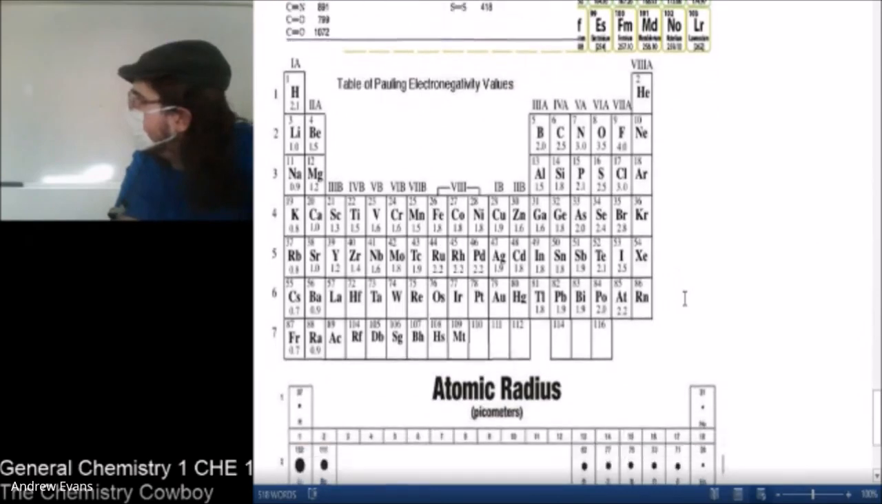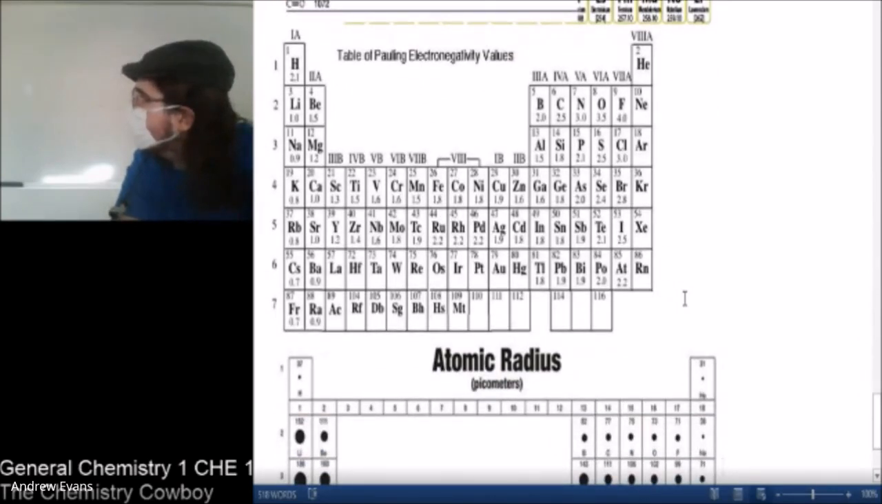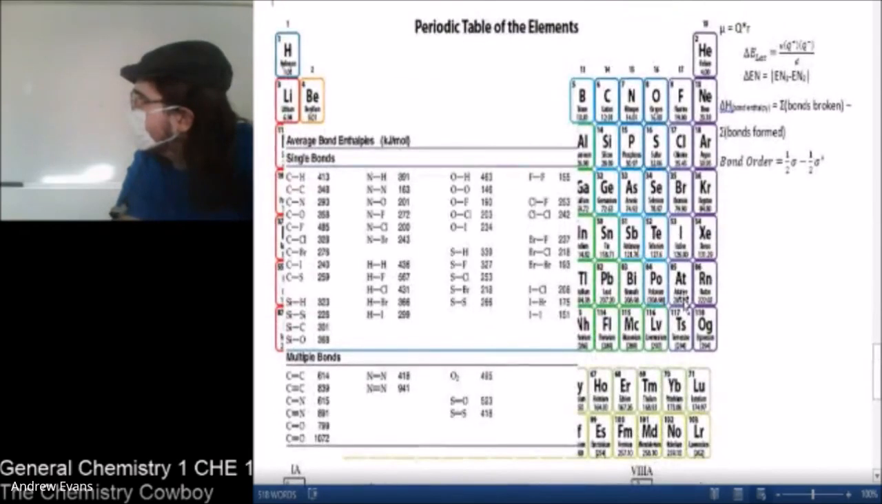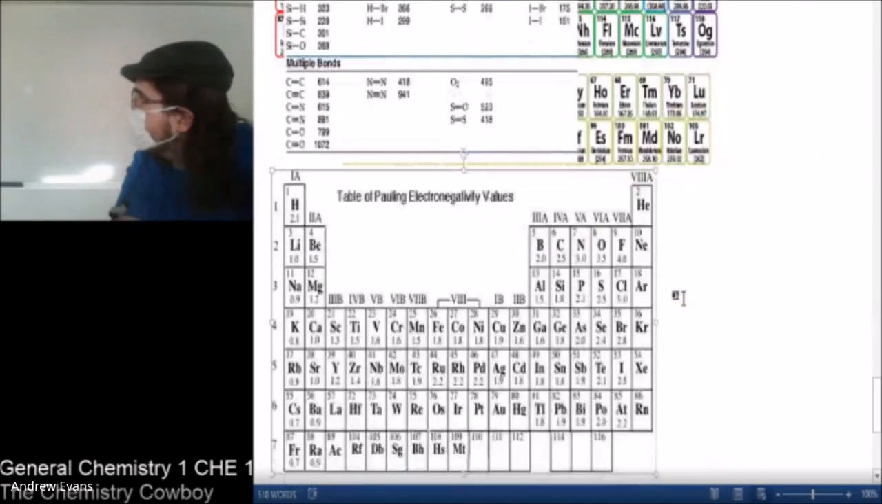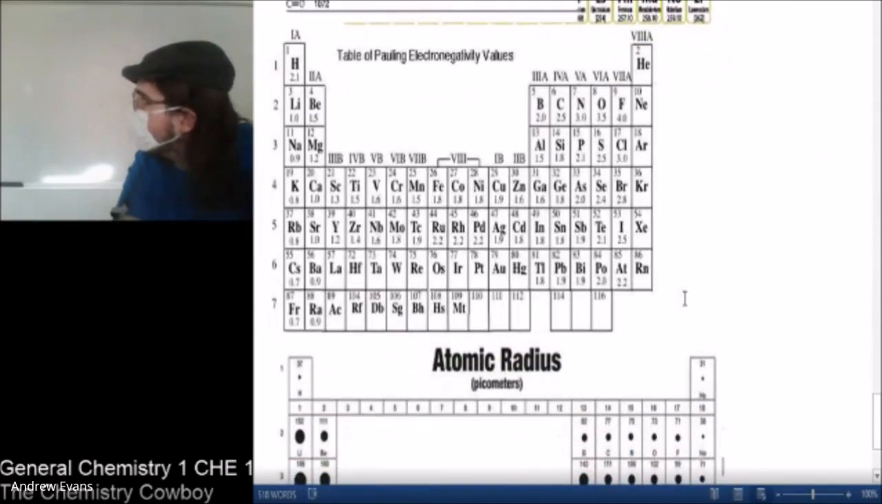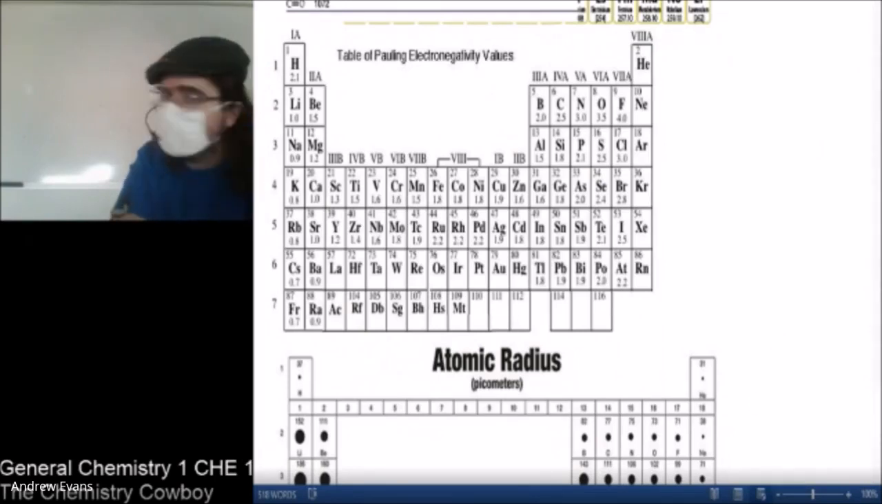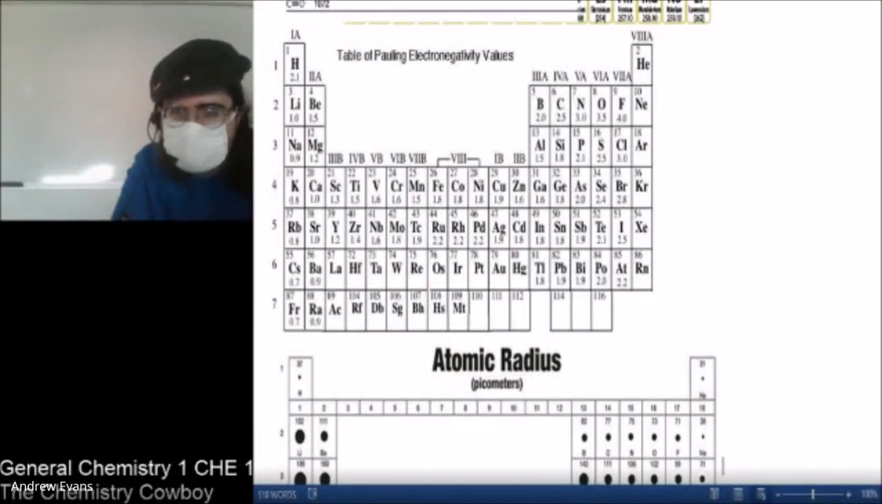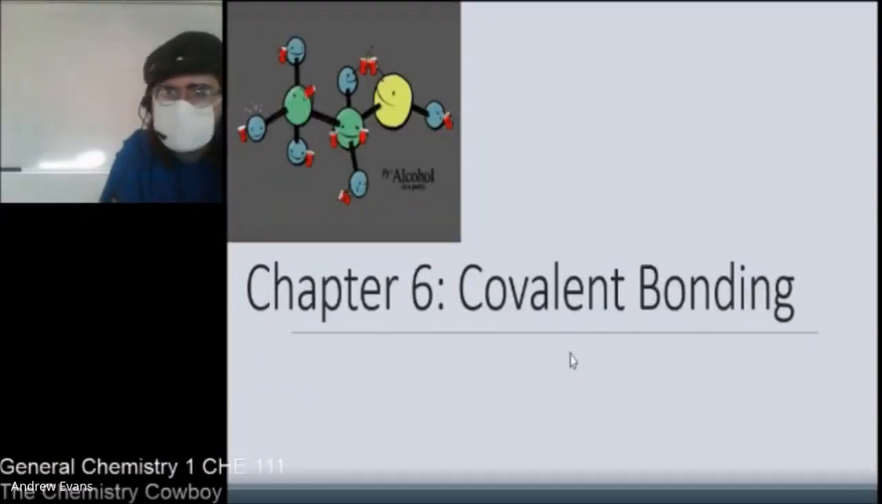Electron affinity. I included a bunch of stuff on this, including atomic radii and electronegativity values, and that's not something we're going to necessarily use. Okay. Closing that out. And now we'll start looking at chapter 6, which is covalent bonding.